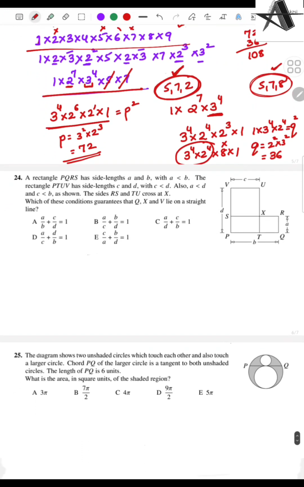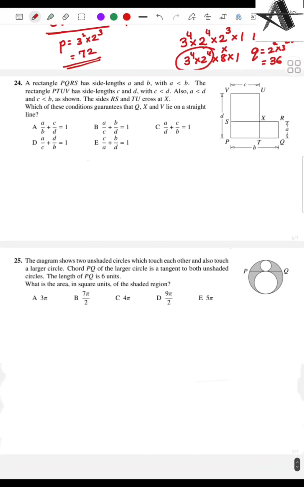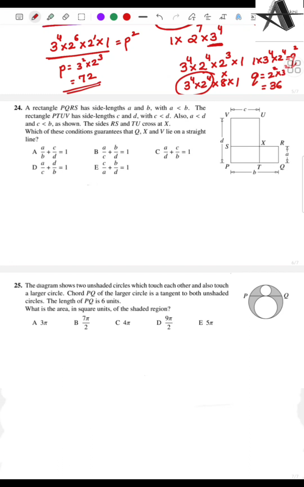Now moving on to question number 24. A rectangle PQRS has side lengths A and B, where A is less than B. This is A and this is B, and clearly A is smaller than B. The rectangle PTUV has side lengths C and D, as mentioned in this figure, and C is less than D. Also, A is less than D and C is less than B, as shown.